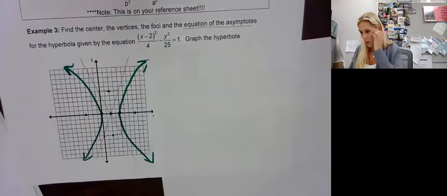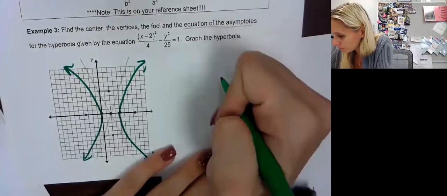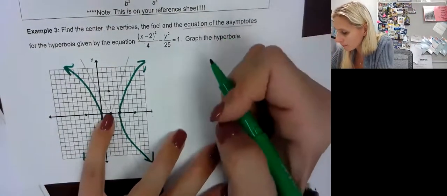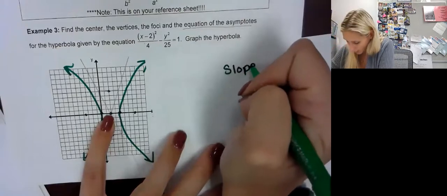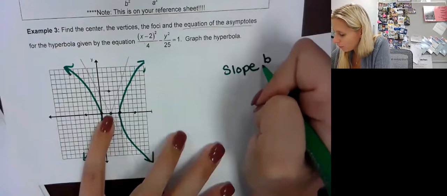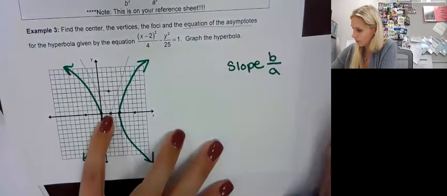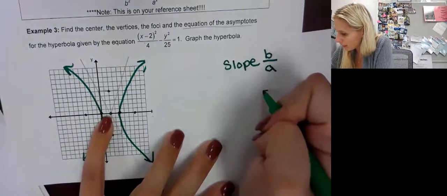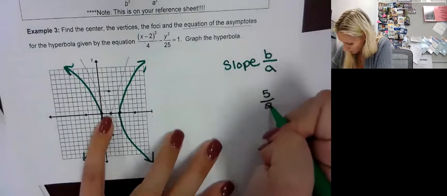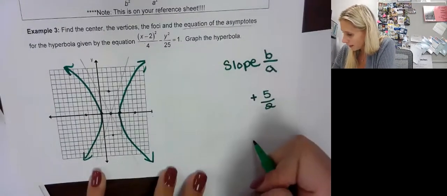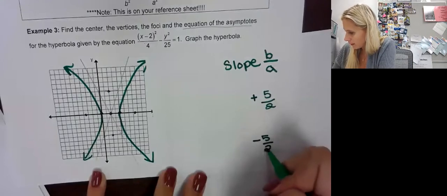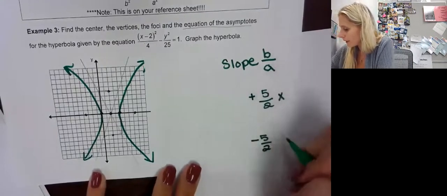All right. So how do we know? Well, first of all, when we're finding the equation, the linear equations, we know our slope. Our slope is rise over run. Our rise is our B value over our run, which is our A value. So in this case, our B is 5, our A is 2. And you guys can see that one slope would be positive and the other slope would be negative. Now of course, slope is always in front of x.